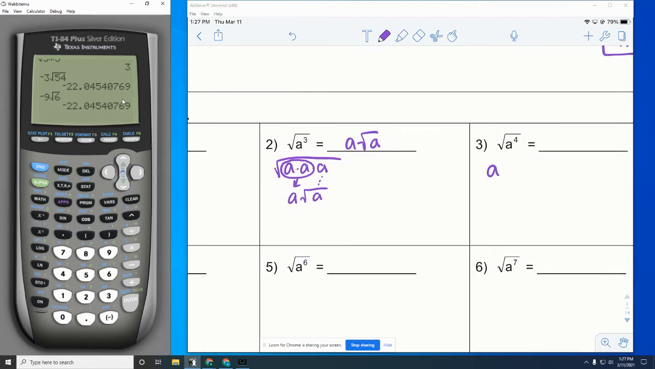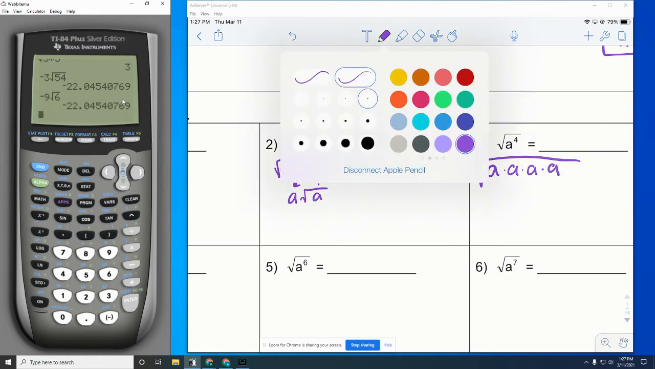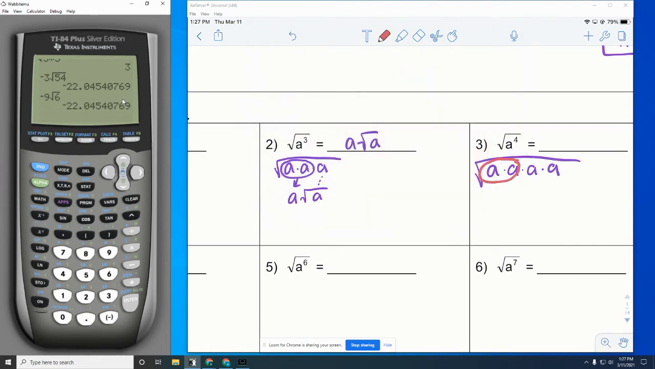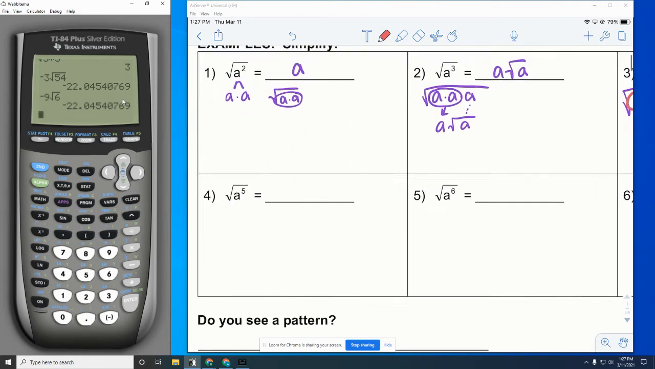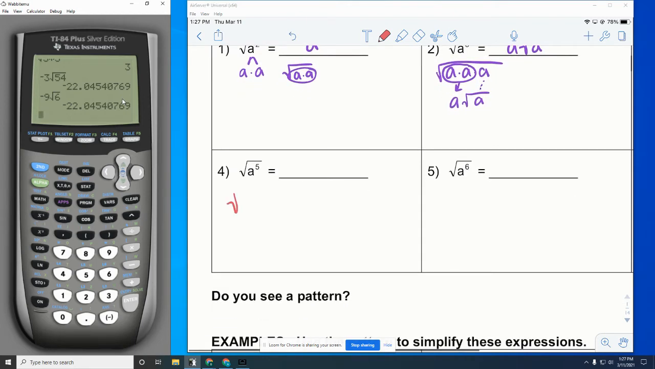A to the 4 is a times itself 4 times. You need a group of 2 to get outside, so we have 2 groups of 2. So 2 groups of 2 get to go outside, and a times a is a squared. Hopefully you're starting to see a pattern here. A to the 5th, we have a 5 times, so we can take out 2 groups, and we would have one little friend left on the inside.